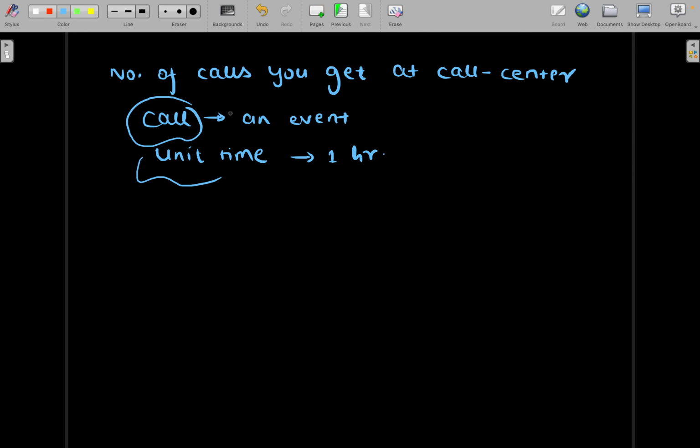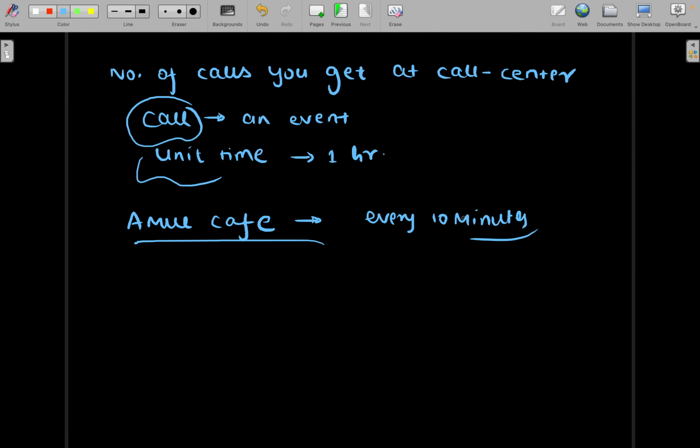Let's take one more example. When you are studying in a college or university, let's say there is an Amul cafe in your university, and you have to see how many people are coming to that Amul cafe every 10 minutes. Again, this is also a number of events happening per unit of time.